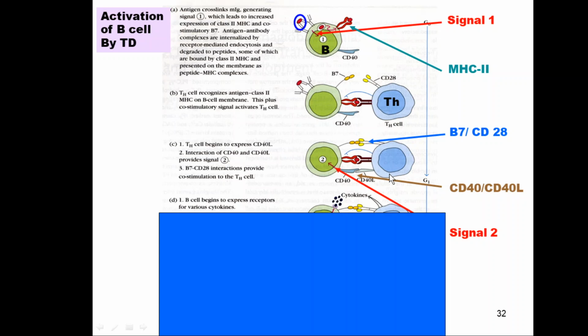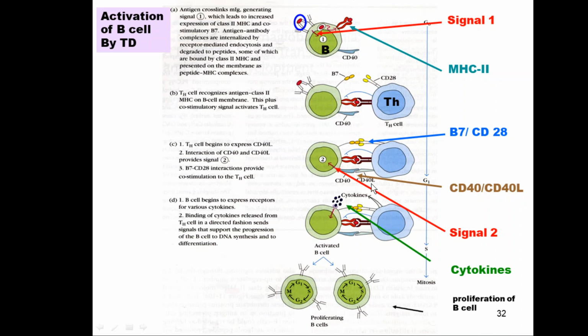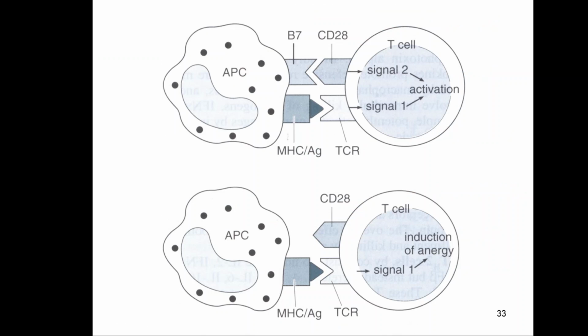By combination of these two signals, there is activation of B cell, and it will start releasing cytokines in the name of interleukin 4 and 5, which will mediate isotype switching, hypermutation, and maturation of the plasma cell.